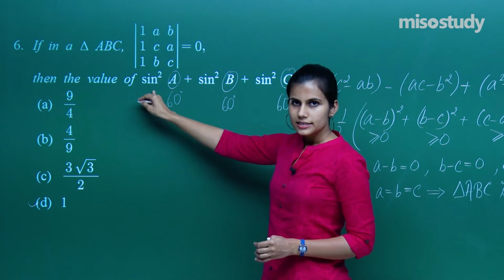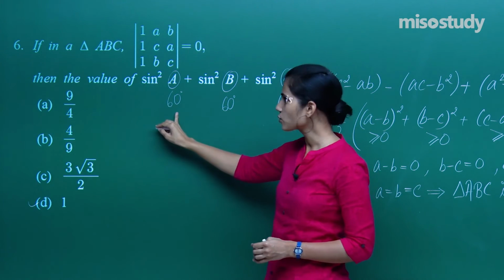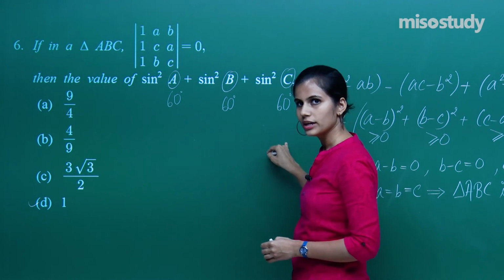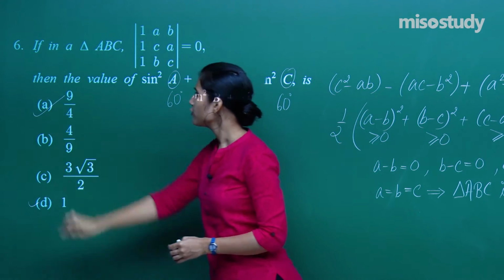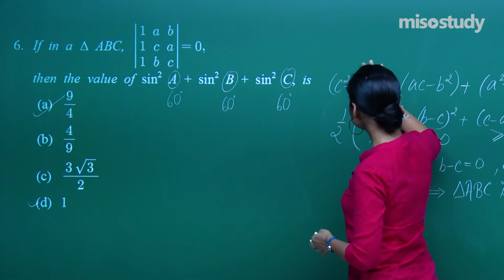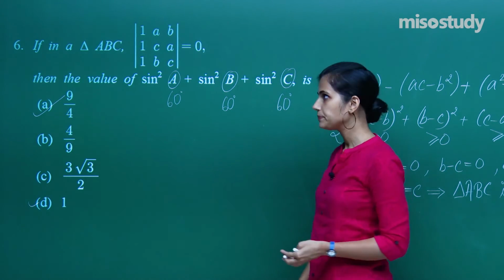So what you get is sine square 60, that is root 3 by 2 whole square, which is 3 by 4, again 3 by 4, again 3 by 4. 3 by 4 plus 3 by 4 plus 3 by 4 gives you 9 by 4. That's how beautifully these determinants can land up giving you answers of even such expressions.